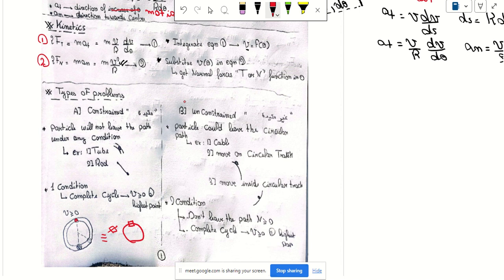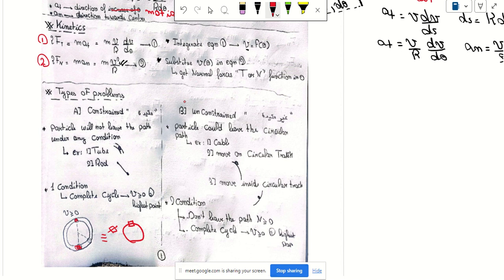Okay, so it will move again by the gravity, and will complete one cycle. So if I have a particle moving from this point and I give it the minimum velocity to reach this point, it will definitely go back again to the initial position.